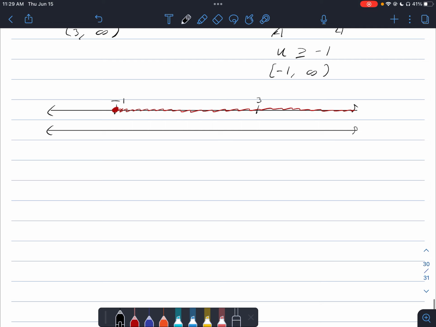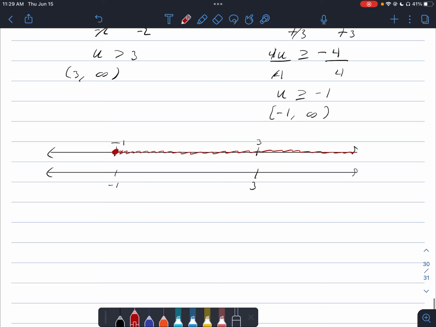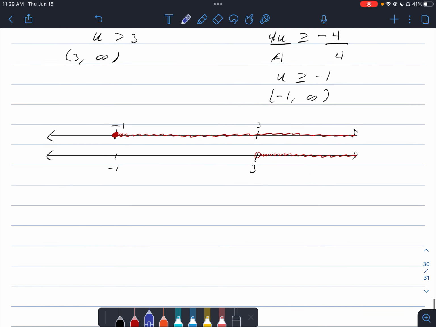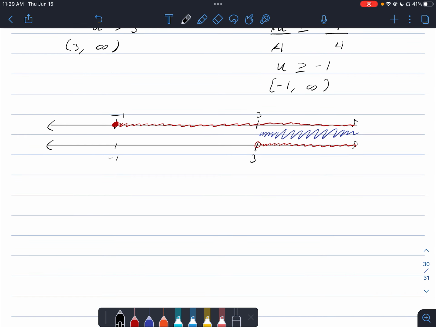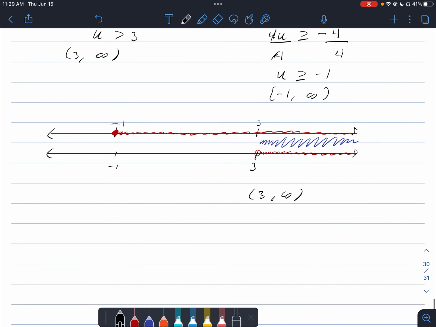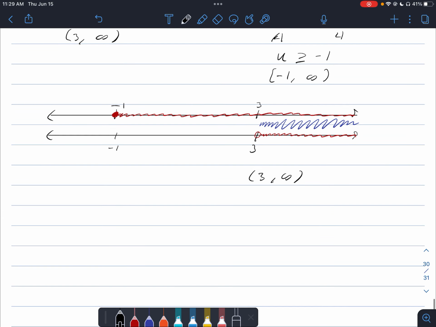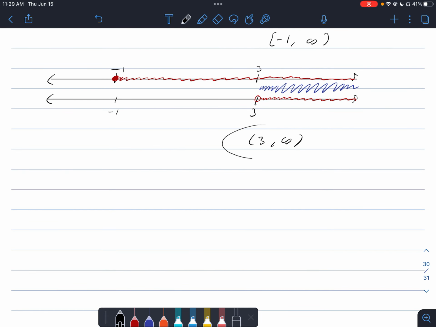Now we'll do the other one. So here we have our relevant values -1 and 3. And we will have an open dot at the point 3. And we'll have everything greater than that value. I want to figure out what the overlap is. So we can see pretty easily that the overlap between these two is everything here. Okay, but we're not including that point 3. So that means we're just going to have 3 to infinity for our final answer. So our answer here is 3 to infinity.